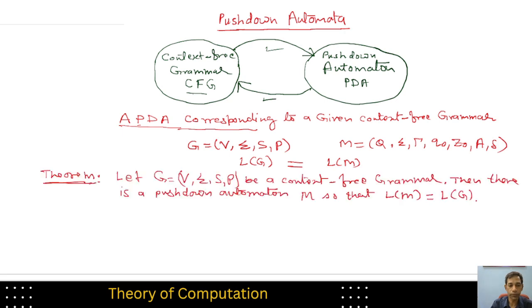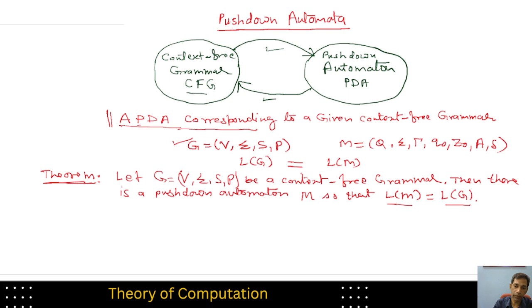So we have the theorem. Let G = (V, Sigma, S, P) be a context-free grammar, then there is a pushdown automaton M so that L(M) = L(G). This means we are supposed to obtain the pushdown automaton corresponding to the given grammar, so that the language accepted by the pushdown automaton is the same as the language generated by the grammar G. So how can we do this? Here we are given the context-free grammar G.